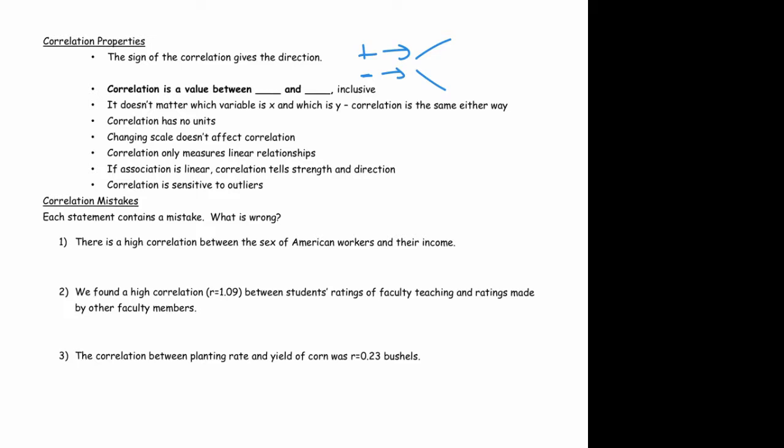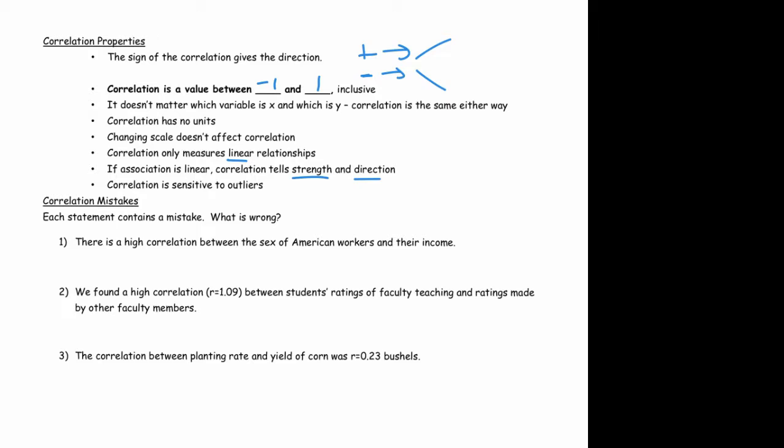Correlation is a value between -1 and 1, is something I missed. -1 and 1, of course. -1 being a perfectly negative linear association, and 1 being a perfectly positive linear association. Correlation has no units because in calculating it we found z-scores, which have no units. Changing the scale doesn't affect the correlation. It only measures linear relationships. If the association is linear, the correlation tells the strength and direction, but of course only if it's linear. And it's very sensitive to outliers, so one outlier can cause the correlation coefficient to change.